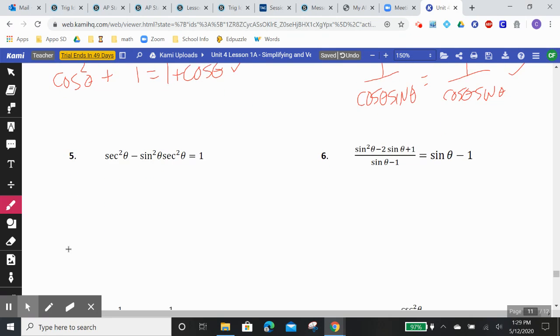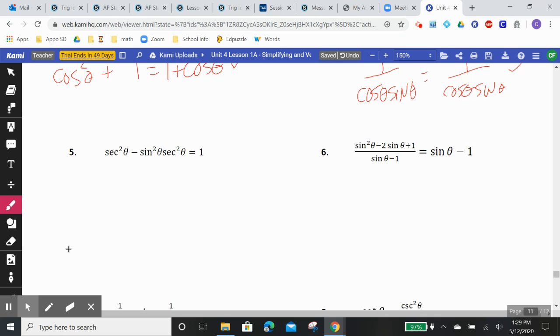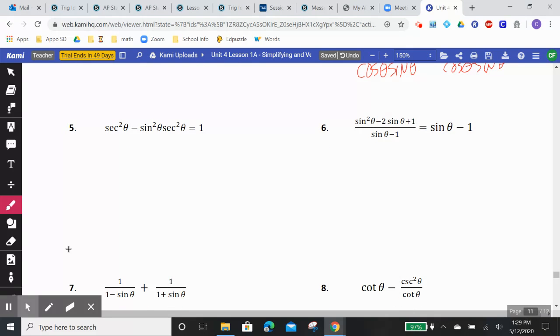Okay, number 5. Definitely want to work on the left-hand side for this one. Got a lot going on. Just have a 1 on the right-hand side. So let's take a look at here. Now, again, I have two terms, no fractions. I could use some Pythagorean identities, or if I notice, don't I have a secant squared in both? Couldn't I factor out a secant squared?